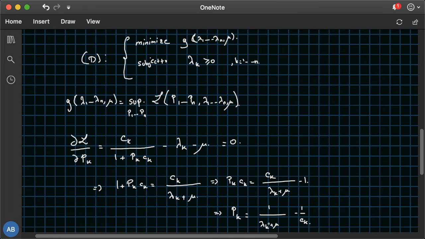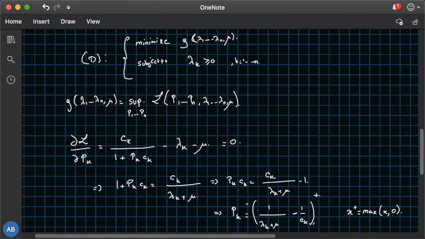Now, one important thing to note here is that since pk's are positive, this term should be positive. And hence, while choosing the Lagrangian multipliers, this thing should remain positive. So this will be taken in the positive sense. If this thing is negative, we set it to 0. This superscript plus means x plus is the max of x and 0, right?